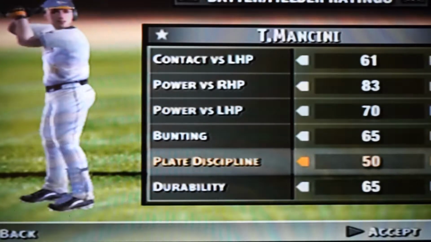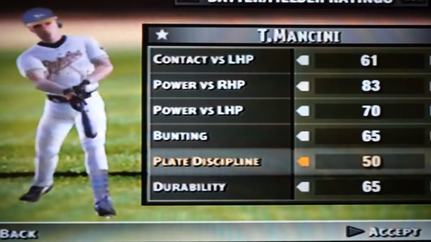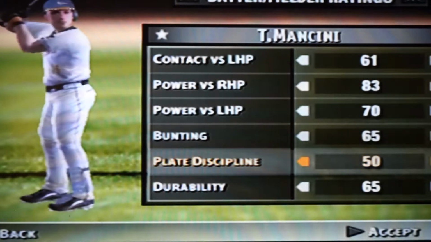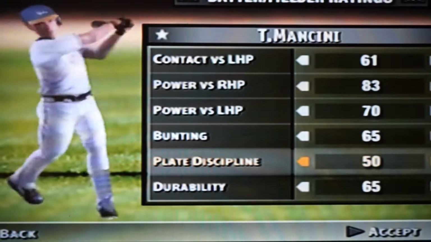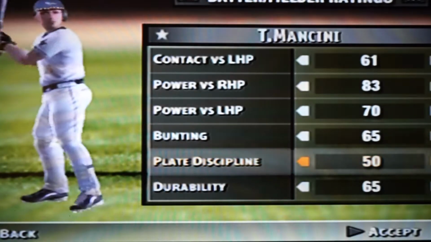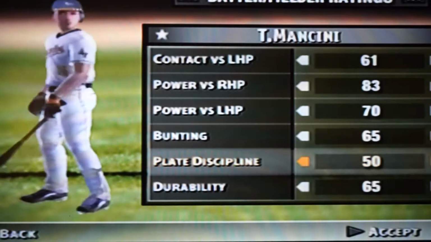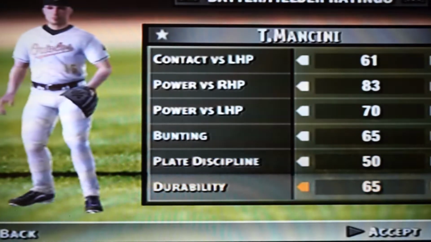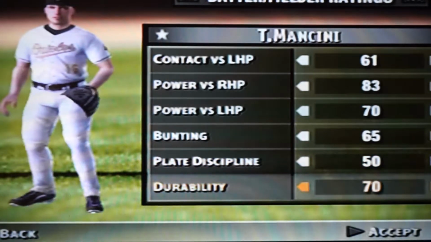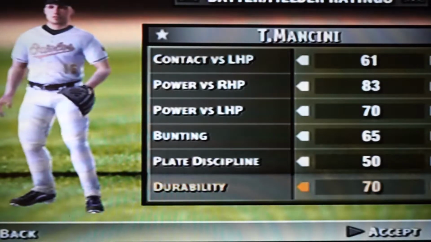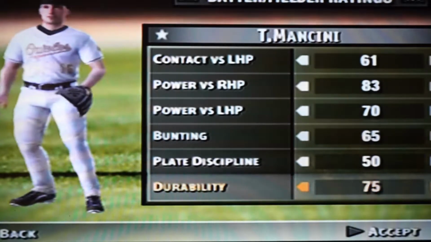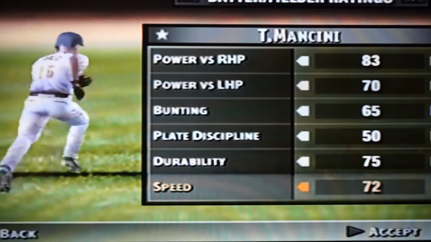Like I said, it's not always a matter of getting walks. Some guys have a good eye and don't get walks. Some guys may not be as disciplined, but that's just the formula I use. So we're going to leave him at 50. And I have a guy that's in the majors now, so I'll go ahead and put his durability up to at least 70, 75. So we'll put that there.